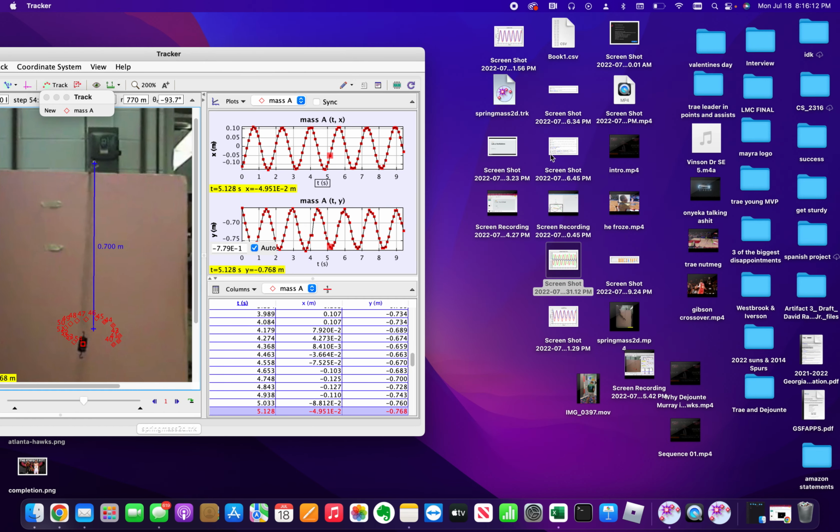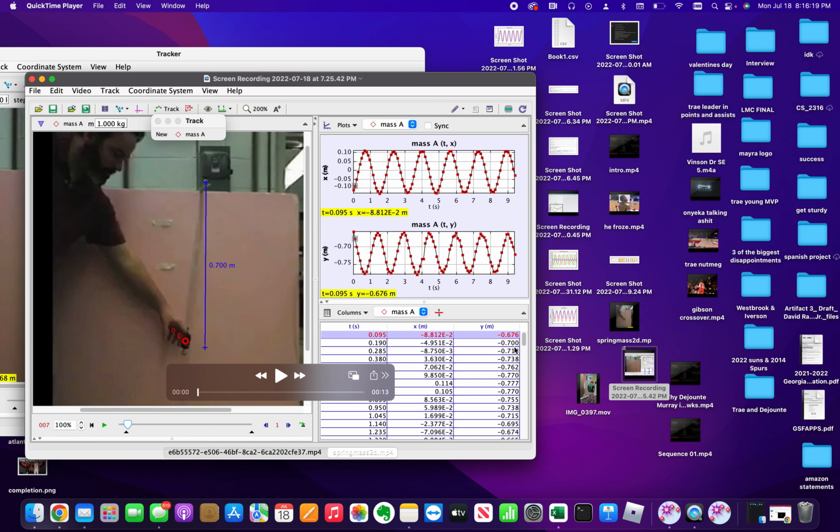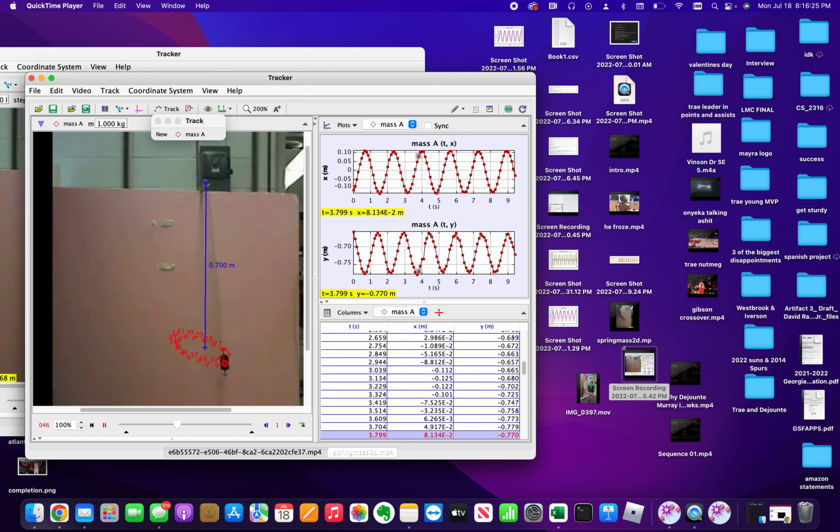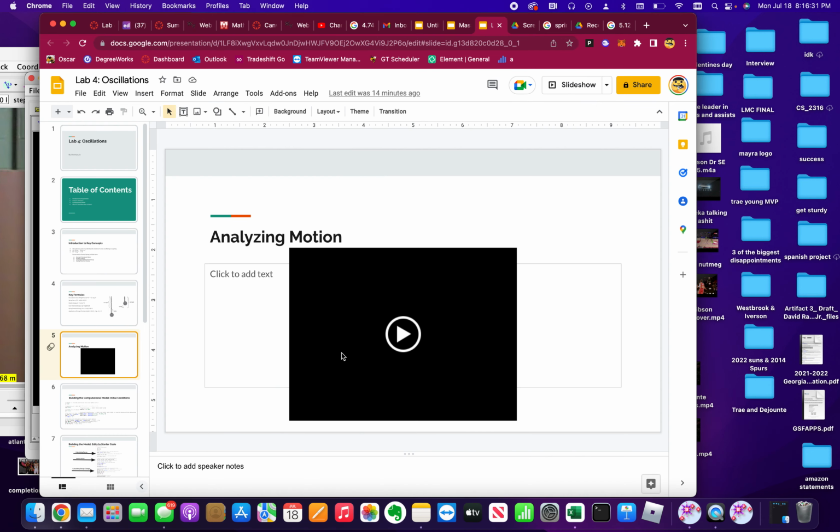So this is a screen recording of the motion in Tracker. So you can see here, I'm marking the position in the center of the mass, and we're getting both X and Y data because it's moving in both the X and Y direction the entire time. And also the object started from rest.